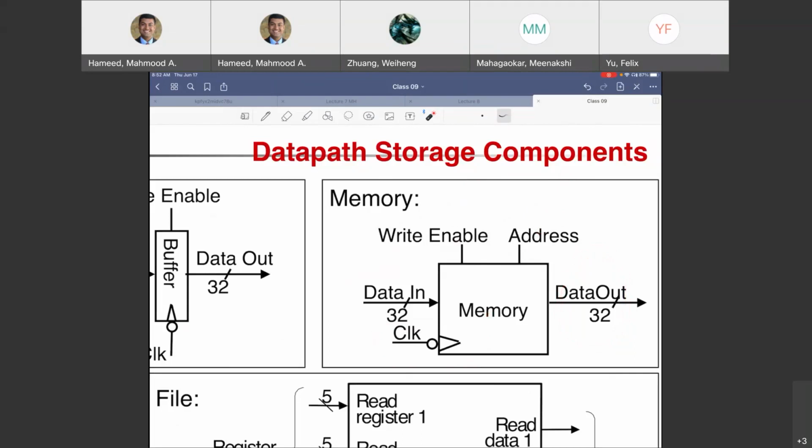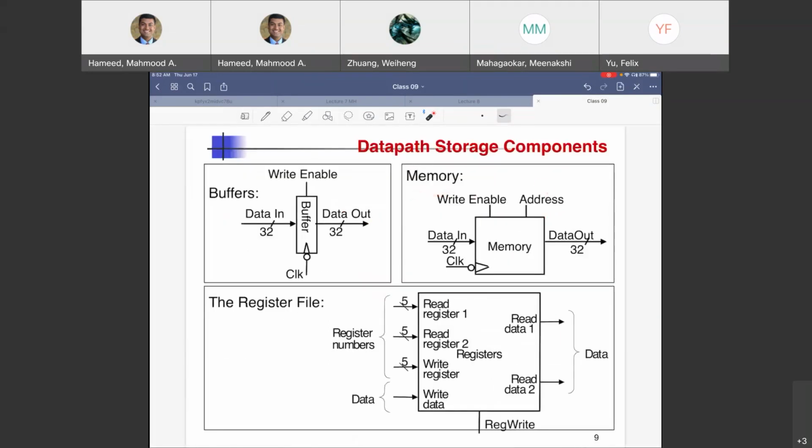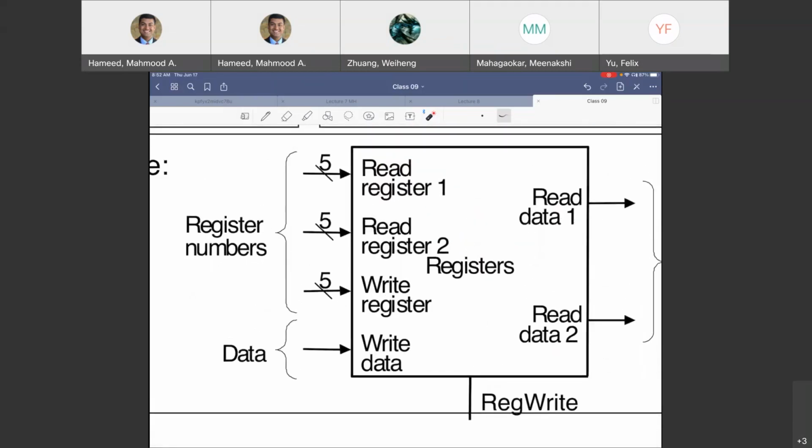Remember, memory has address and data, right? And address goes in the memory address register, and data in the memory buffer register. Next, register file. This is important. So I want you guys to be asking these questions. Read register 1, read register 2. Why do we have read on register 1 and 2? Why are 2 registers being read? Why is 1 register being written?